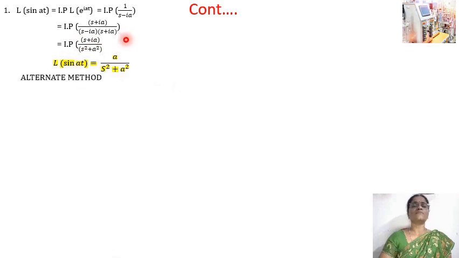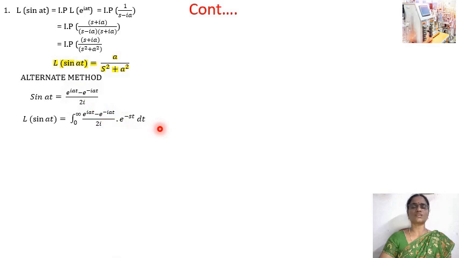I think the same thing we can solve by an alternative method also. What is the alternative method? We have the formula for sin at in terms of exponential form. So this is the formula for sin at. Just substitute the sin at formula in the Laplace transformation definition, multiply with e power minus st, and take the common terms.